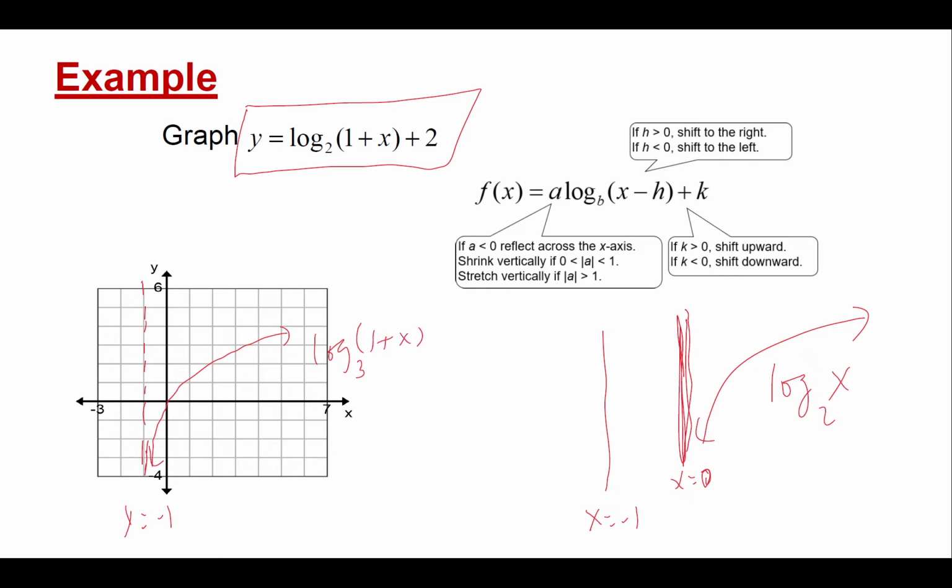But that's not the final graph, because we also have to add plus 2. That means we need to shift it 2 units up. So eventually our graph would look like this, 2 units up. Okay, so that's the graph for this function. Whenever we try to plot the graph of a log function, we need to apply the transformation.